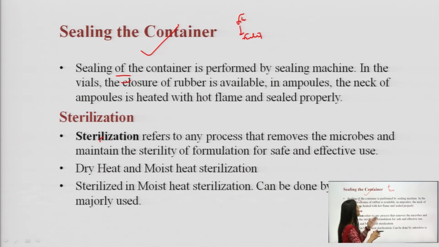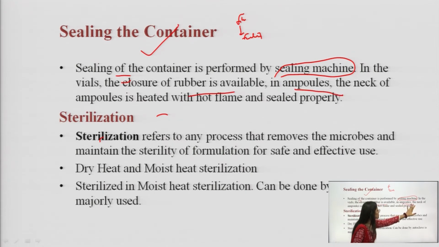How are you going to seal it? It is performed by a sealing machine, so that it can be sealed very properly. In vials, the closure of rubbers is available. In ampoules, the neck of the ampoule is heated with a hot flame and sealed properly. Okay, this is what it is all about. When you are going with the vials, the rubber should be properly available. If the ampoule is there, the neck of the ampoule is heated with a hot flame.